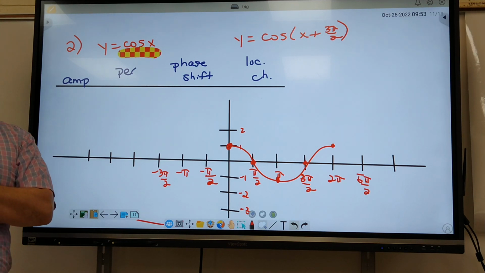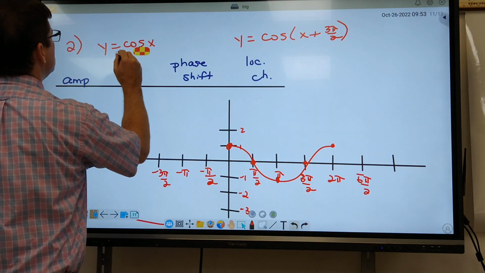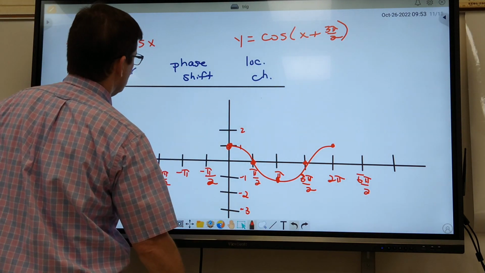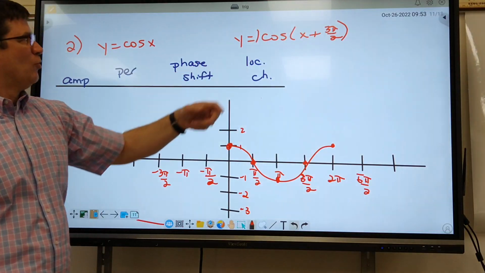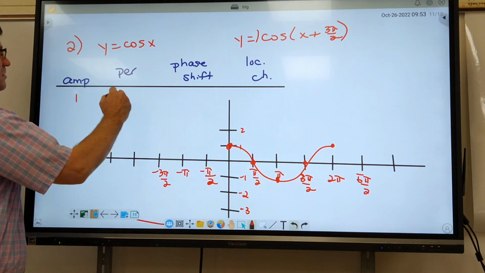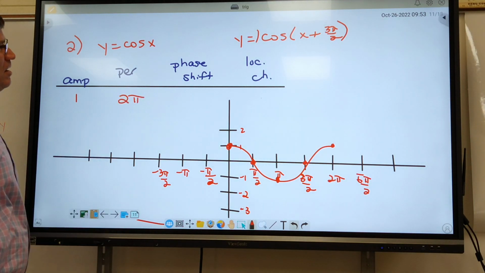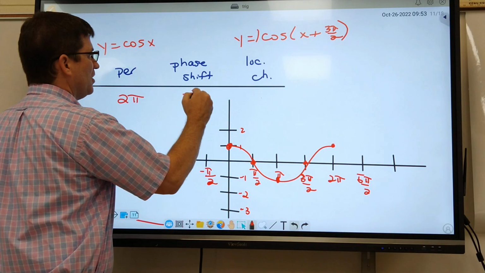All right, we ready? All right, here we go. Amplitude for our new problem is 1. Period for our new problem is 2 pi. All right, now there is a phase shift on this one because I got parentheses. What's the phase shift going to be? -3 pi over 2.